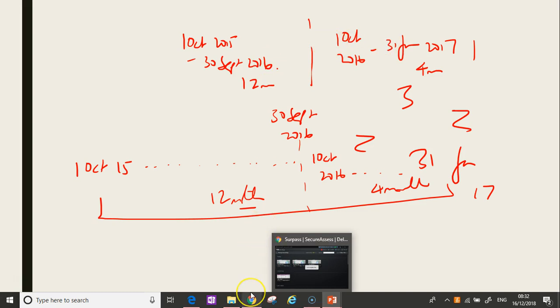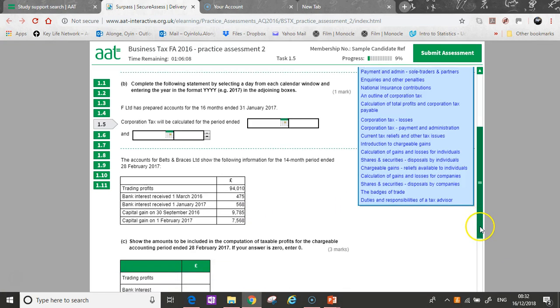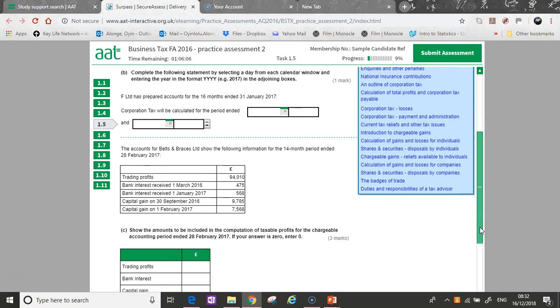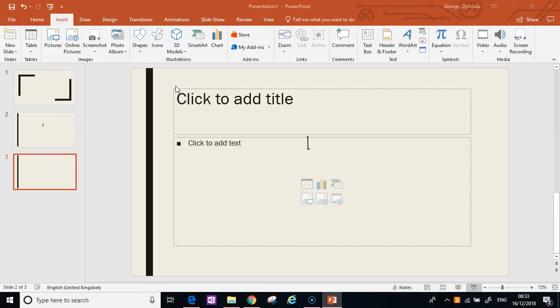Okay. Now, what we then have is this question, which is why I was saying it's an important question. This 14-month period. So now we know that we have to do 12 months and 2 months. It says these people have a 14-month period ending on the 28th of February 2017. Now, what does that mean? So if we look at it, let me just get a clean sheet.